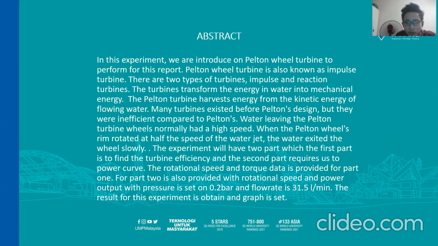Water leaving the Pelton turbine wheels is normally at high speed. So when the paddle wheels rotate at half of the speed of the water jet, the water will exit the wheel slowly. The experiment will have two parts, which the first part is to find turbine efficiency, and the second part requires us to obtain the power curve.